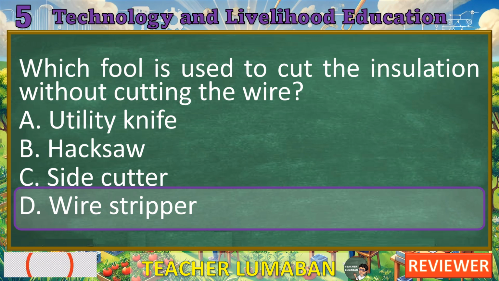B. Hacksaw, this is a saw used for cutting metal, plastic, or wood. It is not suitable for cutting insulation and would likely damage the wire. C. Side cutter, side cutters are used to cut wires or cables completely. They are not intended for stripping insulation without cutting the wire. D. Wire stripper, this tool is specifically designed to remove insulation from wires without damaging the wire itself, making it the correct answer.